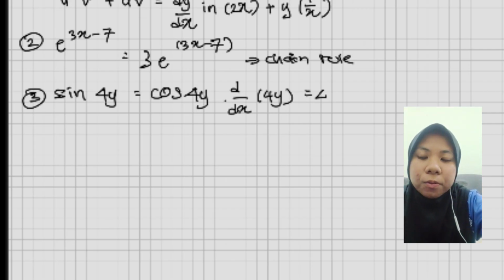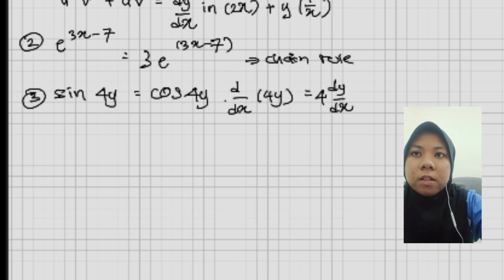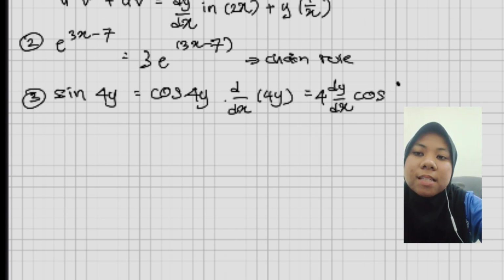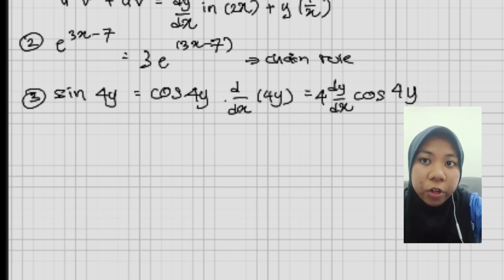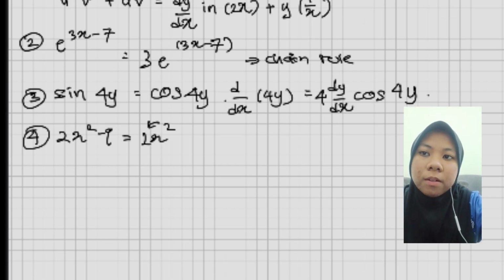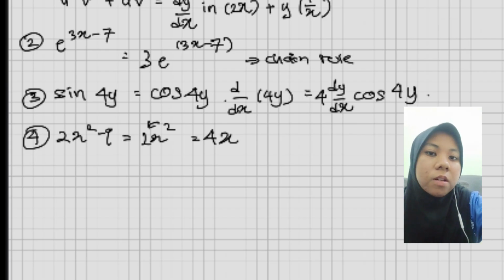Okay, for this question, we will also use the chain rule, where sin 4y will become cos 4y times d/dx of 4y. And then the last part will become 4 dy/dx cos 4y. Okay, for the last part, we have 2x to the power of 2 minus 9. And then when we differentiate it, 2 will become 4, 2 minus 1 will be 1, so the answer is 4x.